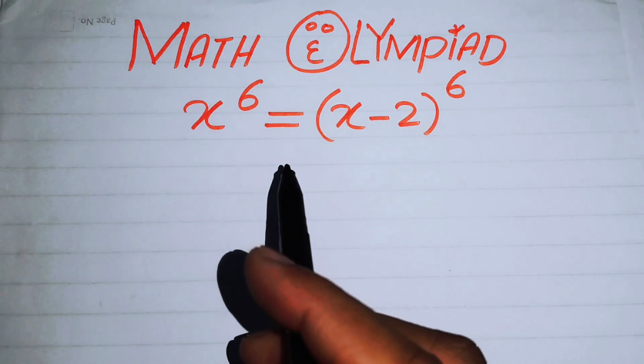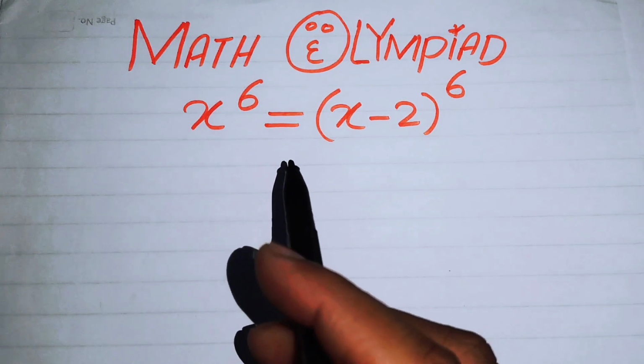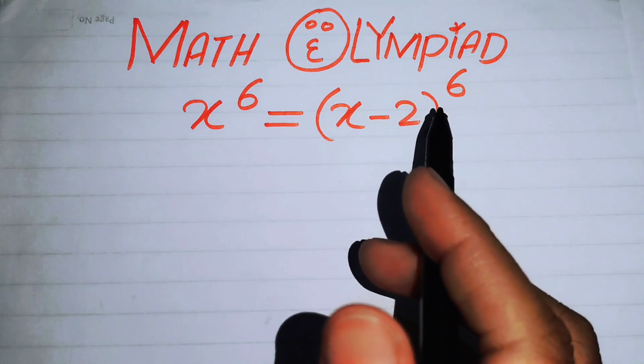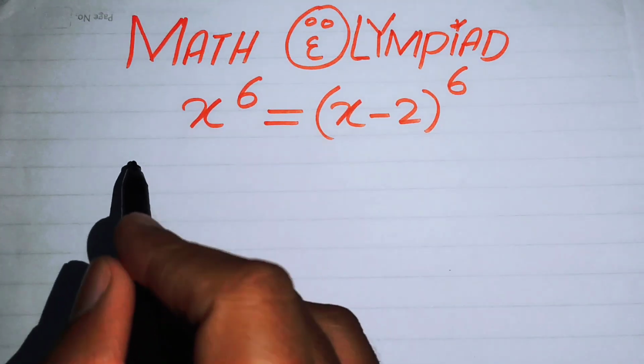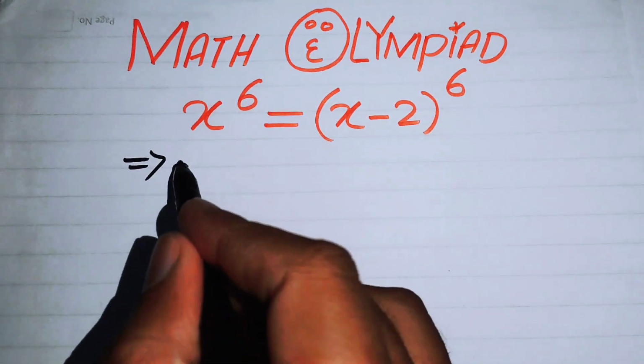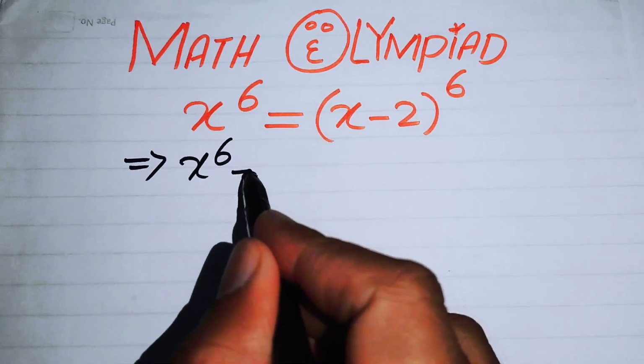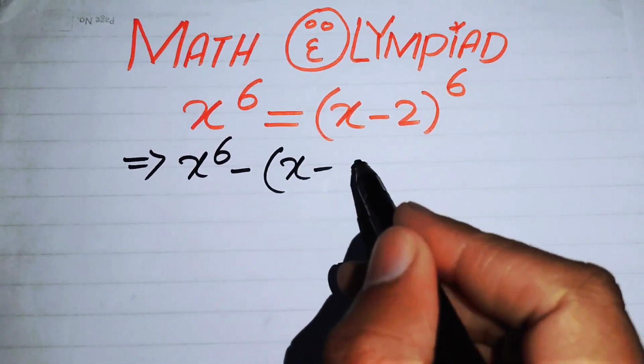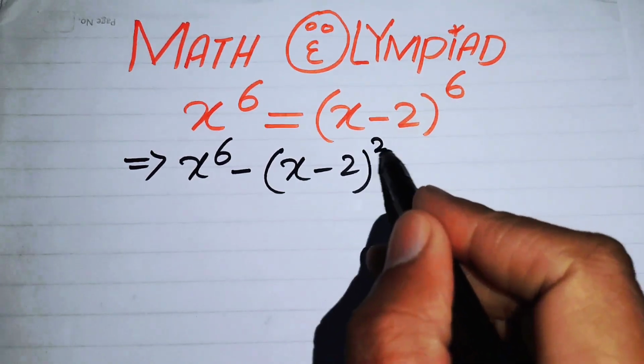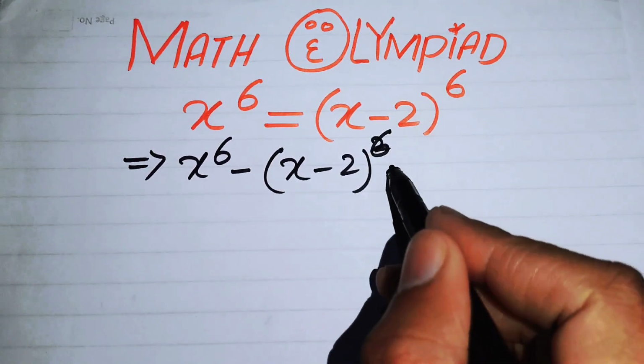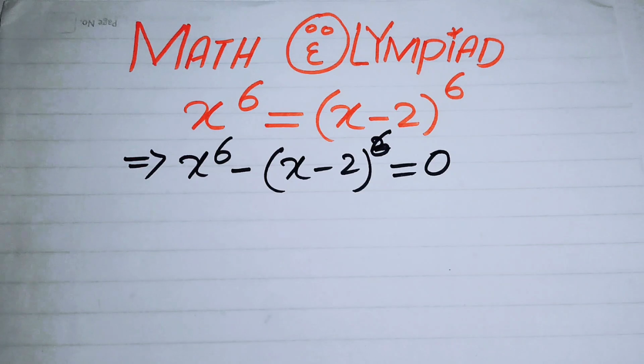So the very first thing we are going to do is move this (x minus 2) to the power of 6 to the left hand side, and it becomes in this form. We have x to the power of 6 minus (x minus 2) to the power of 6 equals 0.